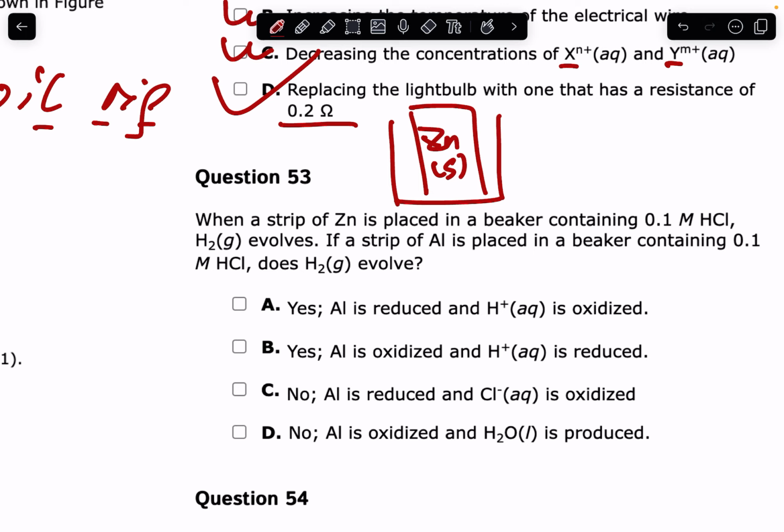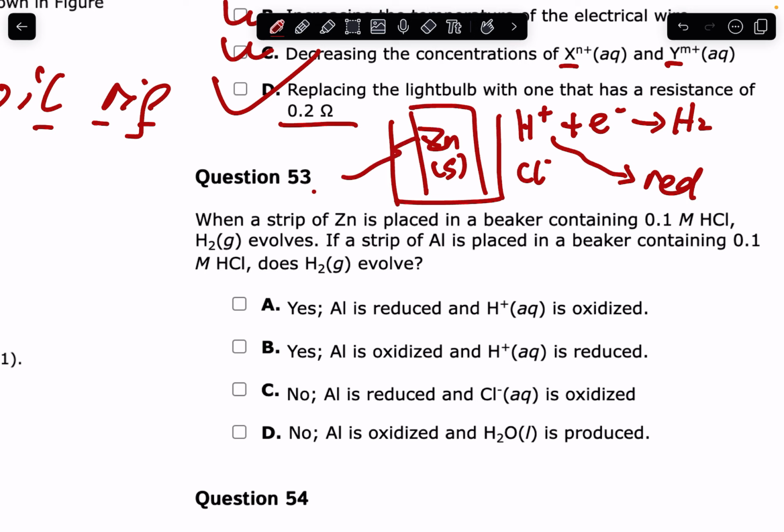And then in the solution, my HCl will really be broken into H plus and Cl minus, right? And then it says H2 gas evolves. For H2 to evolve, we need to give this H plus an electron, and then that will become H2, right? This H plus gaining the electron really means this H plus is getting reduced, right? Okay, then if H plus is getting reduced, we know that the zinc is getting oxidized, okay? So this is what's happening.